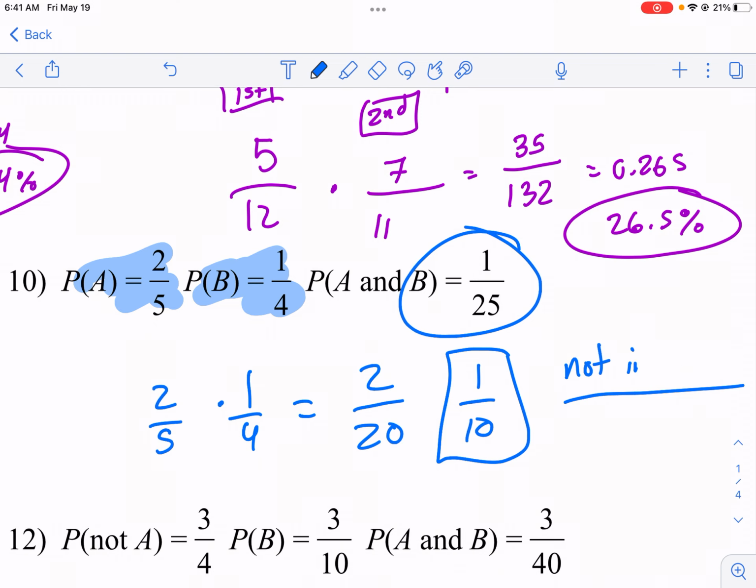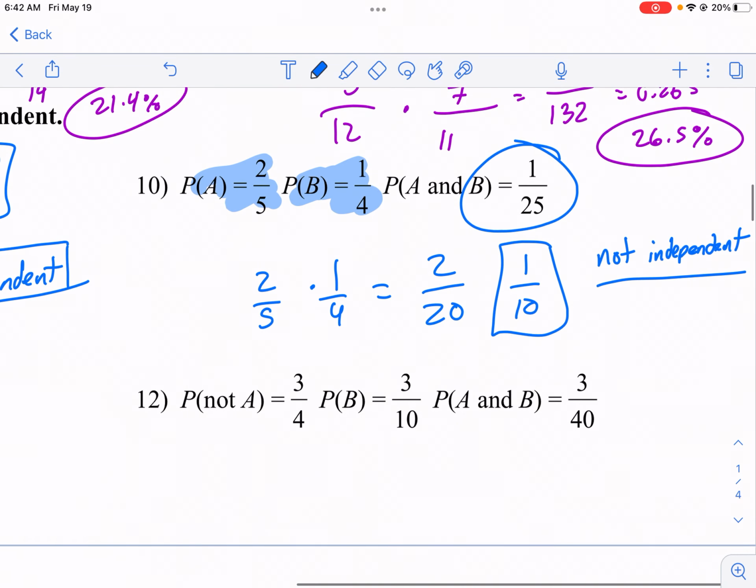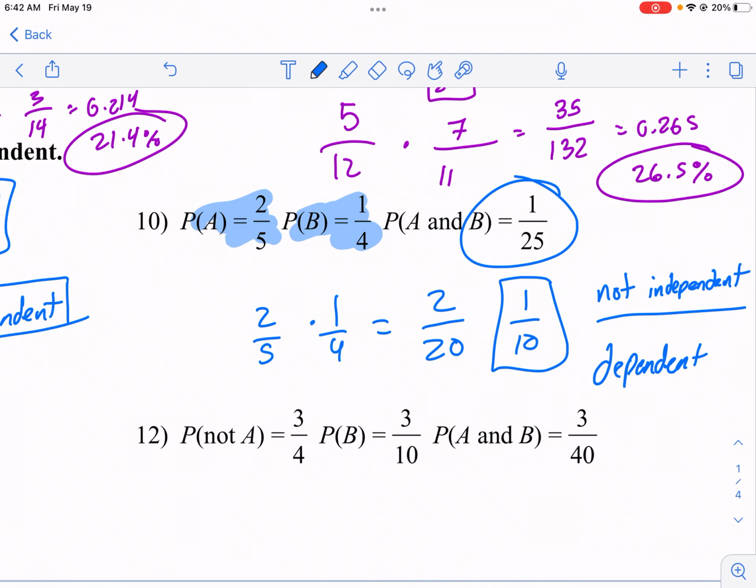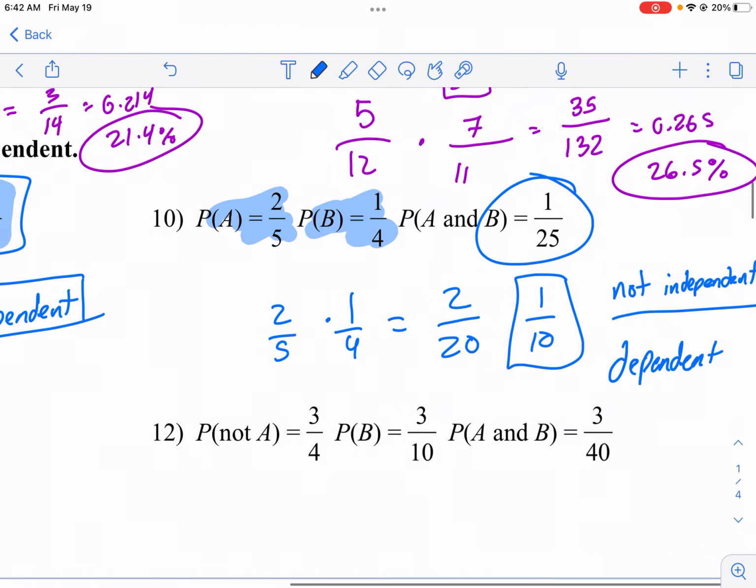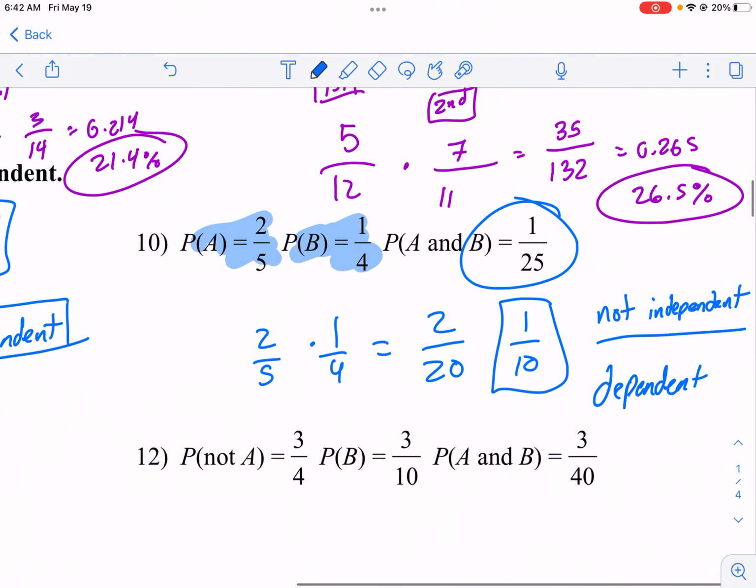Something changes here. Most likely they're dependent, so one event affects the other one. So they're not independent. You could write dependent. We'll just do that for now. I think that's what the answer key says, but for now you can just write not independent or dependent. It's kind of the same thing. Either way, because they don't multiply together and give you the result of P of A and B, both of those events happening together, something is amiss.